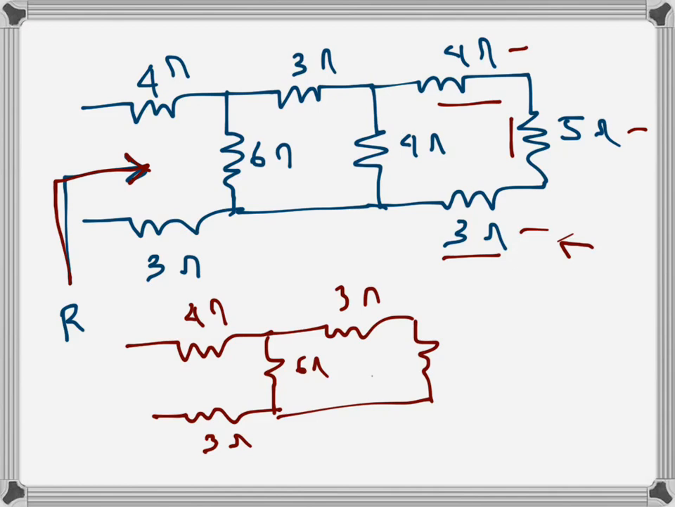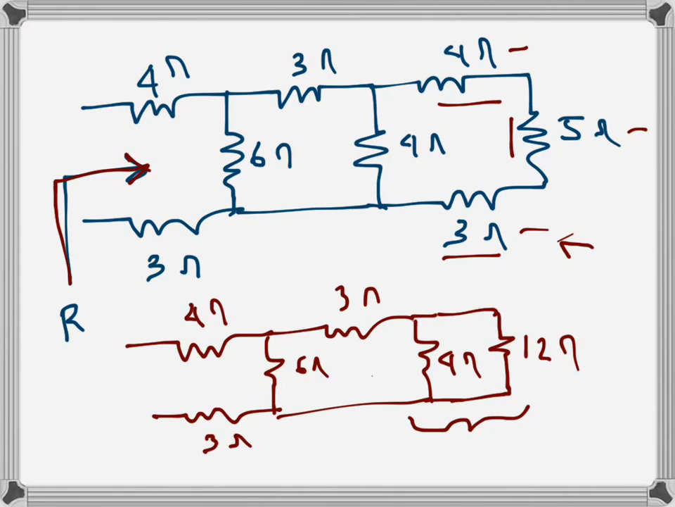These three will be added, and the two terminals will remain the same, so it will come here. The equivalent value of these three series resistances will be just addition, 4 plus 5 plus 3, that will be 12 ohms, and this is 4 ohms. Now when we see here, these two are in parallel.